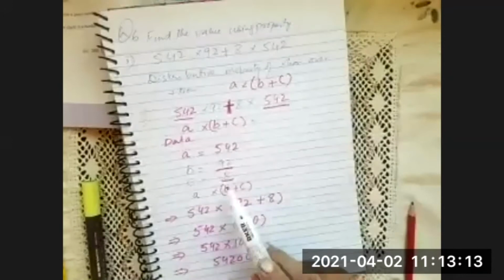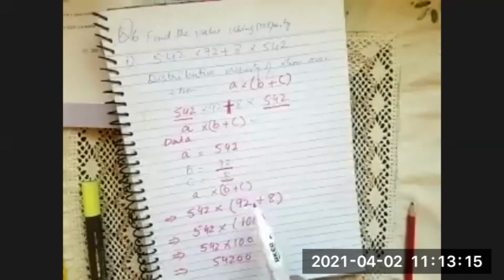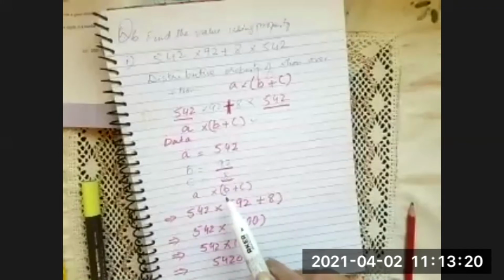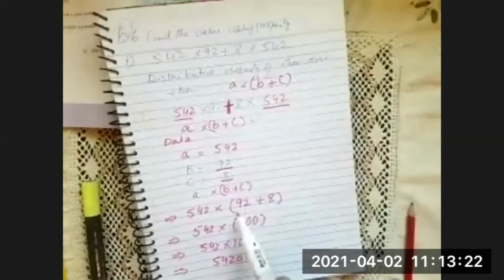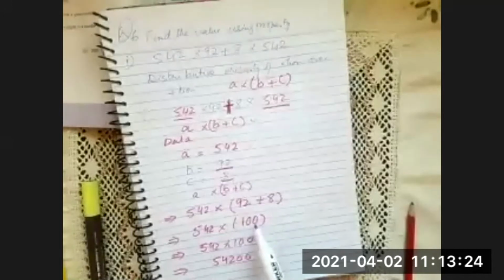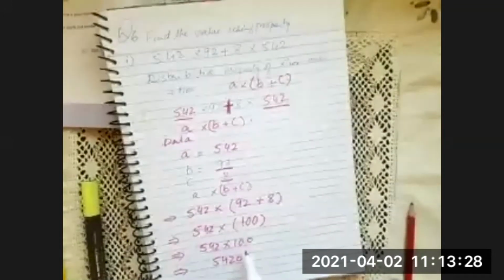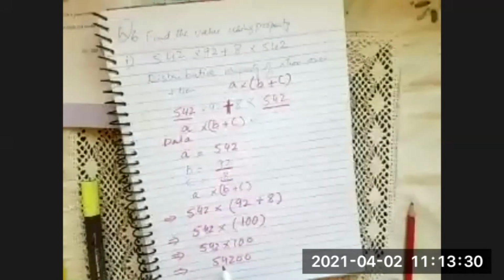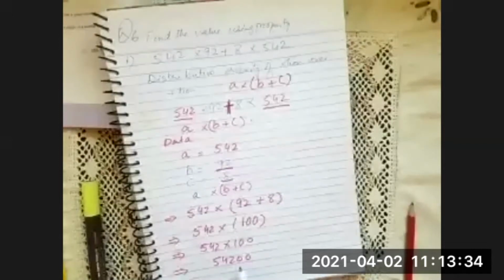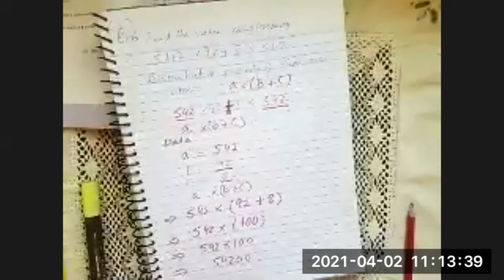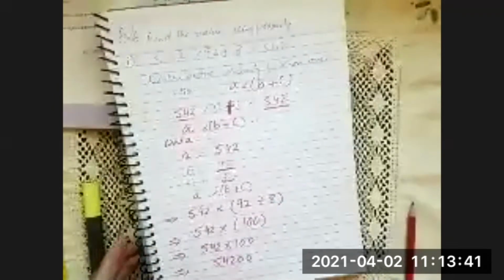Now, by putting all these values in the formula A into B plus C, we will get our answer. In the bracket, we are doing the solution first. Here we are adding B plus C first. So 92 plus 8 gives you 100, and 542 is multiplying with 100. So it gives us 54200. This is the answer. 54,200 is your answer. So this is the first part of question number 6.